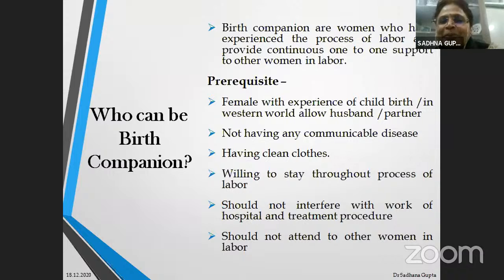It shouldn't be that my BP has gone up and now I'm going off to sleep. She should not interfere with the work of the hospital and the treatment procedure, and should not attend to other women in labor. That's very important. That's what they'll do. They'll leave their patient and look after somebody else.